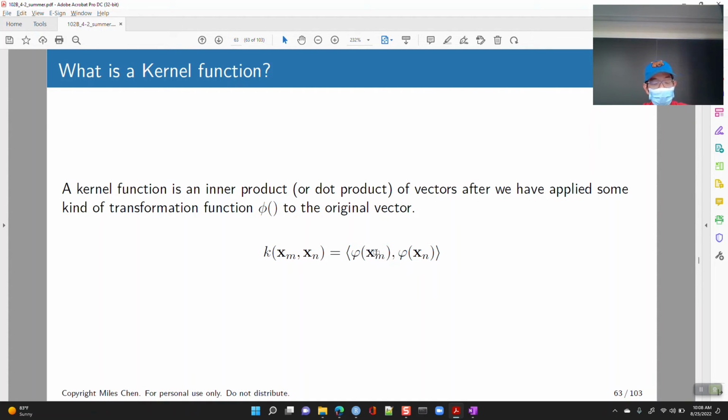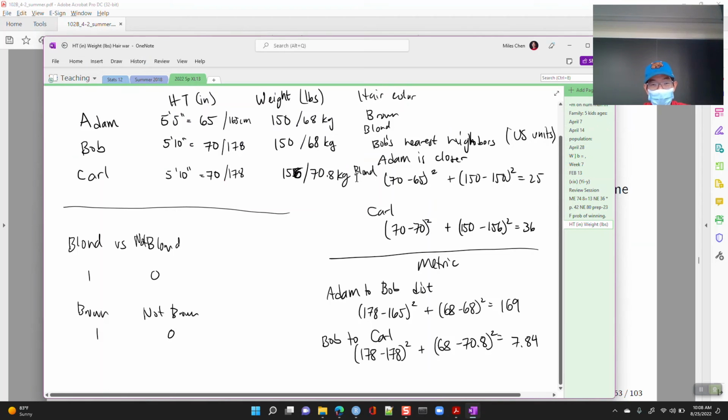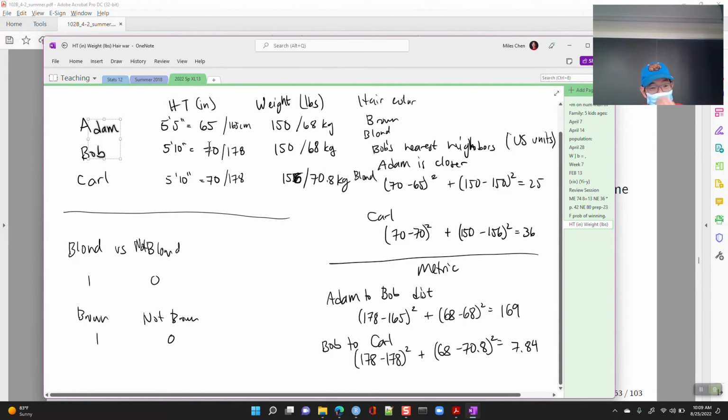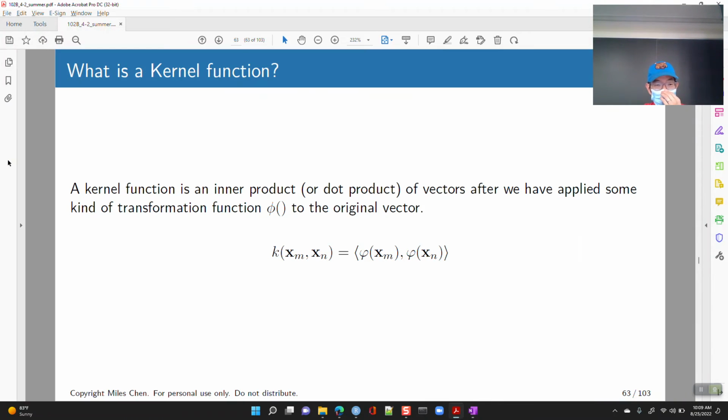So a silly version of something like this, right, is, we could have taken dot products between these two people, Adam and Bob, or Bob and Carl, and we would have done like 65 times 70 plus 150 times 150 or something. Or we could have also applied some kind of transformation. Here we just multiplied by a constant to convert them from inches to centimeters and pounds to kilograms. We applied a transformation, and then we could take the dot product. All right, so that transformation is as simple as this.